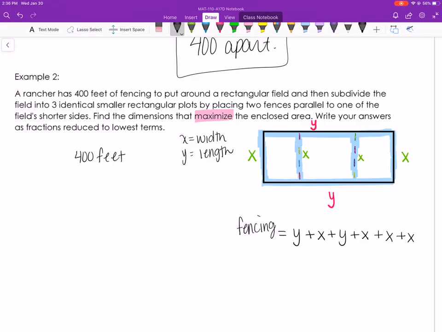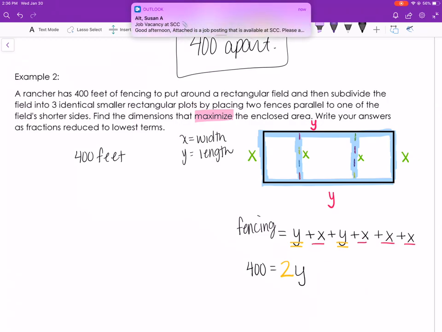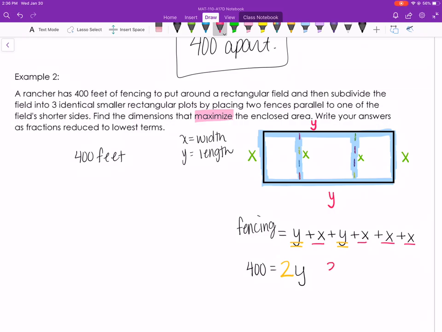Now they told me in the problem that I had 400 feet of fencing. So that fencing has to be equal to 400. Now on the right hand side I'm going to combine up like terms. I have 2y's, which give me 2y, and I have 3x's, which give me 3x. So there's my first formula, and that is just the perimeter of all of my fencing.